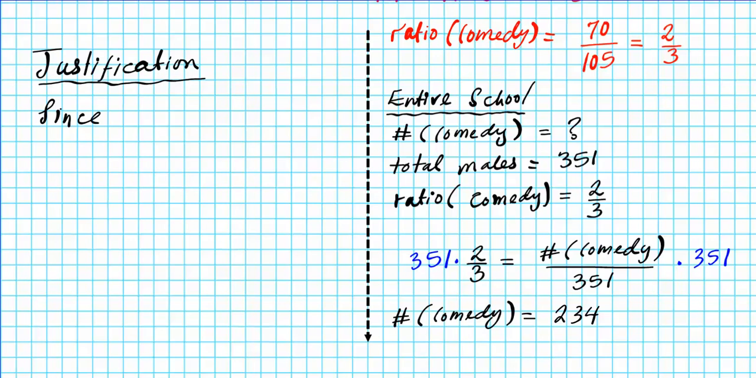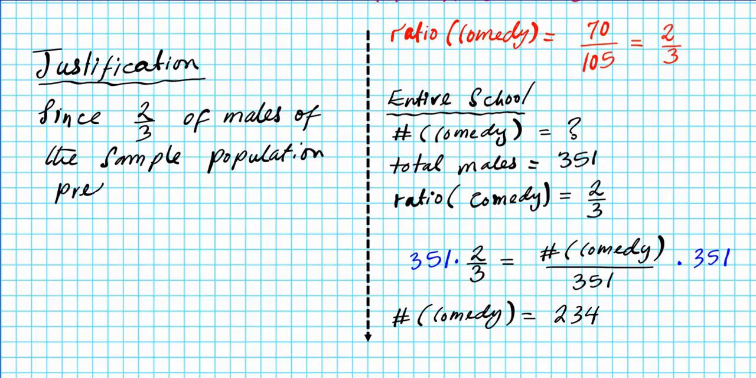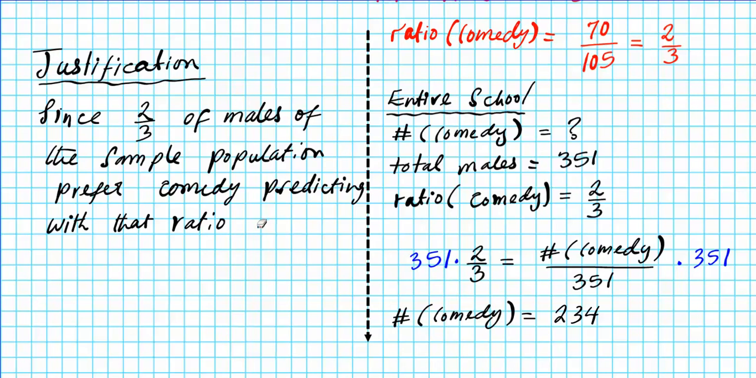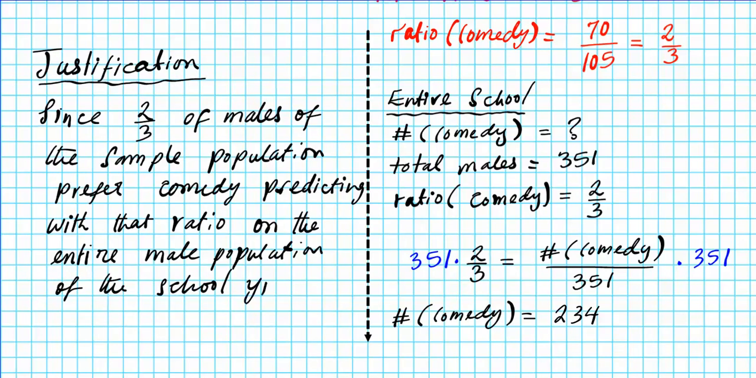Since 2/3 of the males of the sample population prefer comedy, predicting with that ratio on the entire male population of the school yields, what does it yield? It yields 2/3 of 351, which is equal to 234.